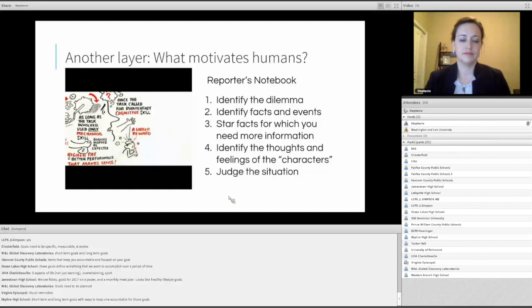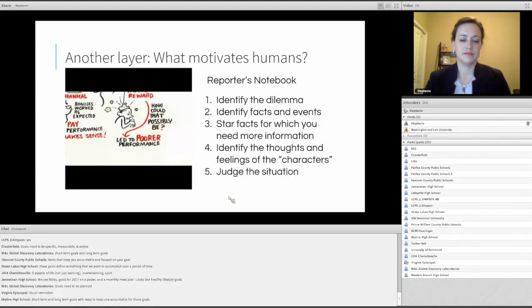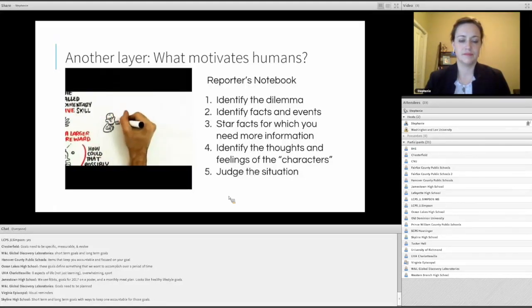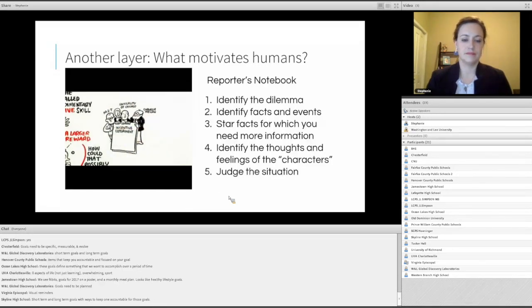Now, this is strange, right? A larger reward led to poorer performance? How can that possibly be? Now, what's interesting about this is that these folks who did this are all economists, 2 at MIT, 1 at the University of Chicago, 1 at Carnegie Mellon, okay? Top tier of the economics profession.